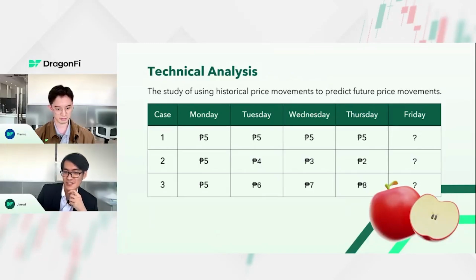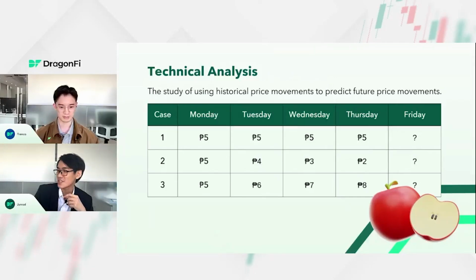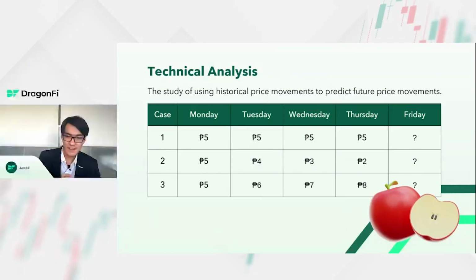Then, let's say, ganito naman. Monday, 5 pesos. Tuesday, 6 pesos. Wednesday, 7 pesos. Thursday, 8 pesos. Friday, how much kaya? 9 pesos. 9, di ba? Kasi parang umaakyat siya ng 1 peso each day. So basically, that's technical analysis, di ba? Parang based on historical data, you can sort of guess, di ba? Make an educated guess what the price will be the next day or for the future, right? So that's basically what technical analysis is.